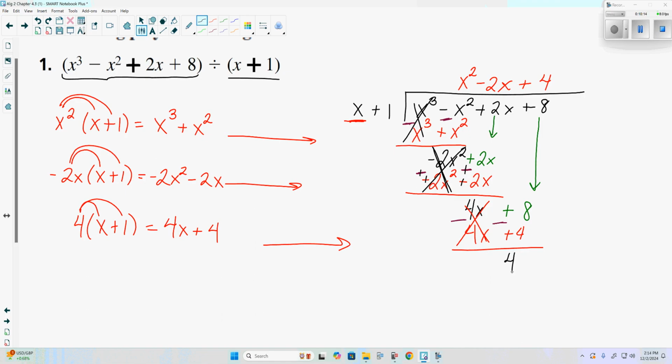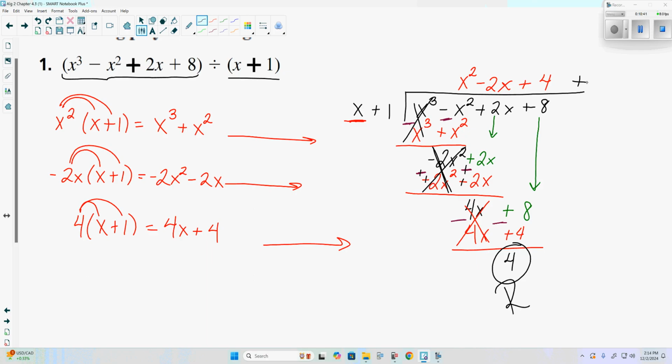Questions on what we've done so far? Almost. Because do we have another term to bring down? No, so we're done. Now in normal long division, if you remember back there, we could do a decimal and then put a 0 and keep going on. Here, we're done. We can't do that. This is as far as it goes. Now the 4 is our what? Remainder.